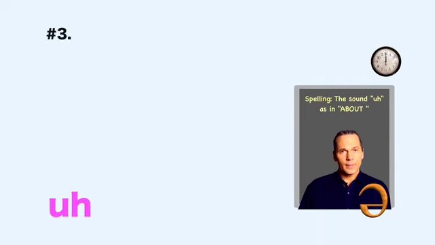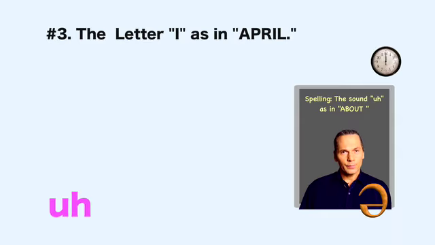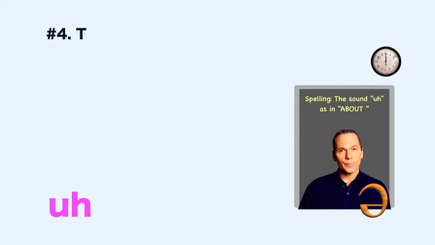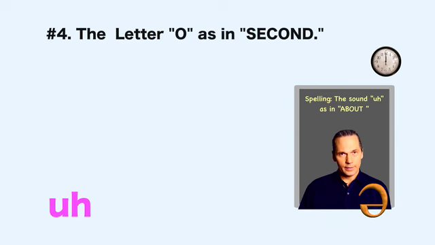Number 3, I as in April. Most unstressed syllables are pronounced with the schwa sound. The sound I can also be used in many unstressed syllables. However, in some cases, pronouncing the sound I instead of the schwa is more difficult. These words, written with the letter I before an L, will be easiest to say and understand with the sound. April, pencil, civil, council.